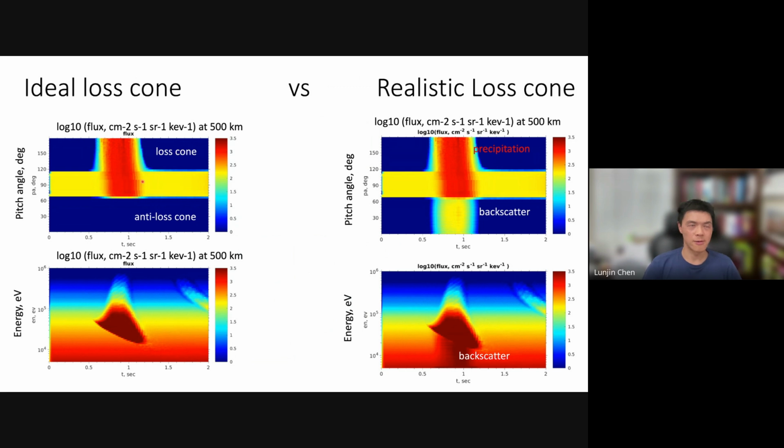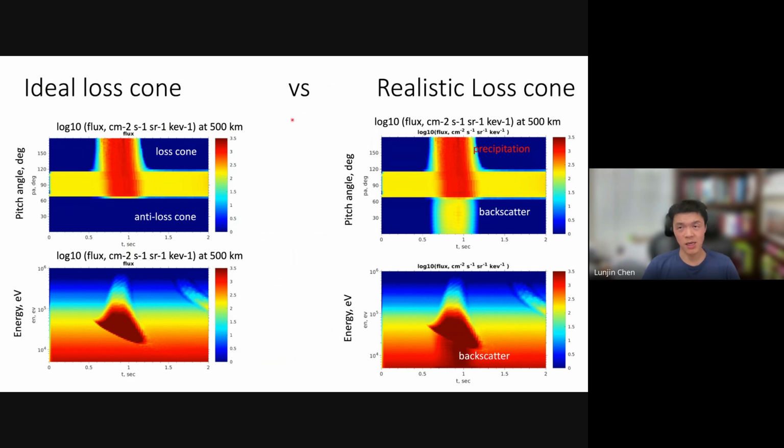These are the examples you may have seen in my early slides. It's the ideal loss cone, so electrons are lost at 100 kilometers. No realistic collision process is taken into account. If you look at the 500 kilometer altitude here, you have the loss cone, and the anti-loss cone is empty, and those particles in the loss cone will be completely removed at a later time. This shows the electron microburst energy and time profile for the ideal loss cone.